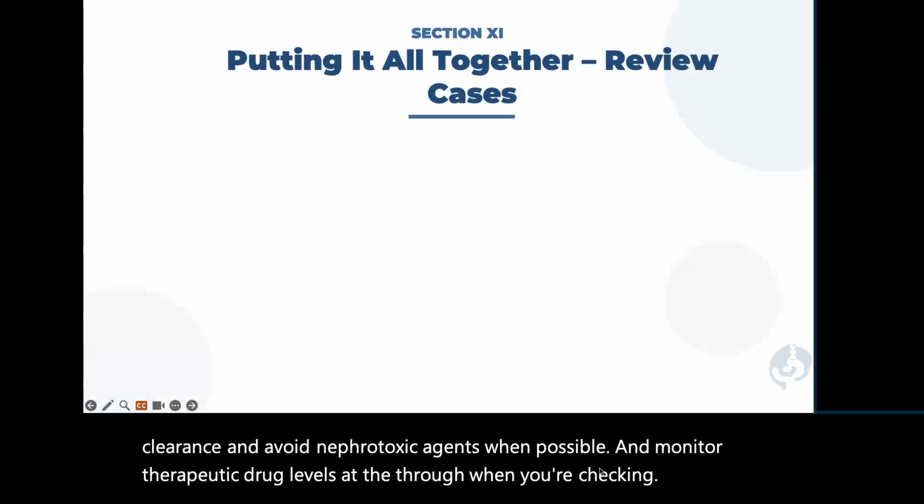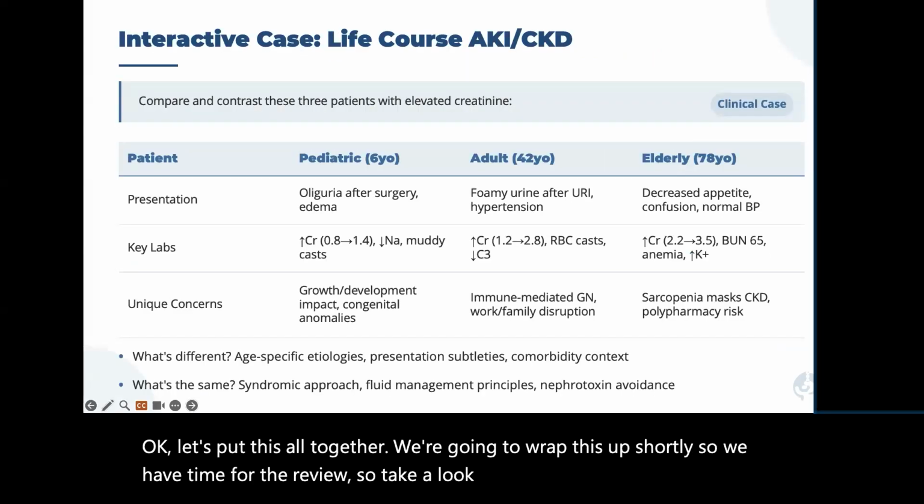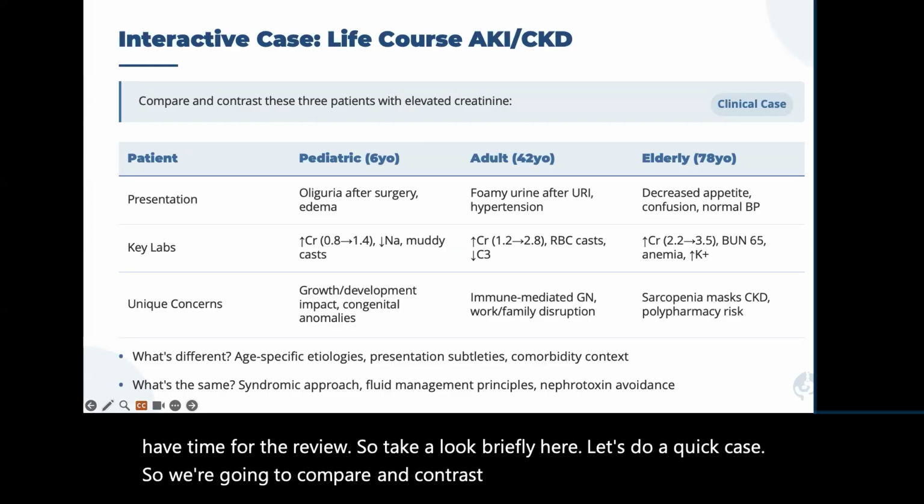Okay, let's put this all together. We're going to wrap this up shortly so we have time for the review. So take a look briefly here. Let's do a quick case. So we're going to compare and contrast. There are 3 cases up on the screen here.